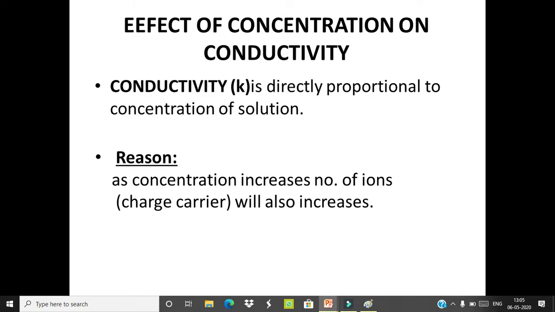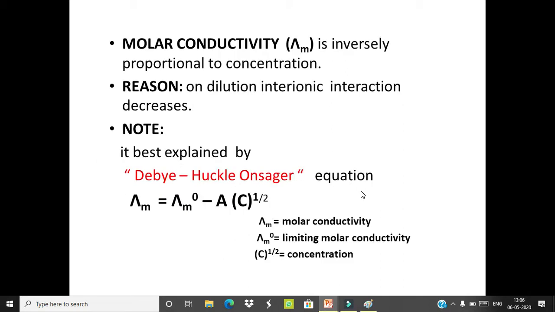Next, the effect of concentration on the conductivity. So what we see is that kappa, that means conductivity, is directly proportional to concentration. As we increase the concentration, conductivity will increase. What is the reason behind it? Because as we increase the concentration, we increase the number of ions per unit volume. If we increase the number of ions, then we increase the charge carriers. Because of that, conductivity will increase.